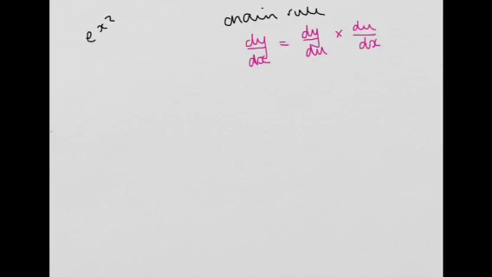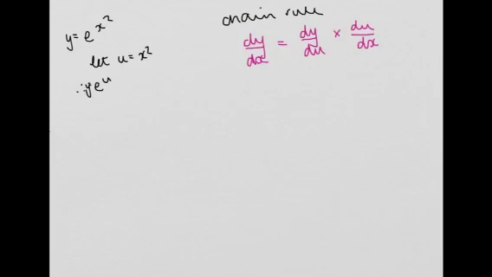So in this case, e to the x squared, I'm going to let u equal x squared, and therefore we have e to the u. So if we start off with y equal to e to the x squared, now y is equal to e to the u. And so dy by du, what I get when I differentiate this, is equal to e to the u, same as we had before. But now I also need du by dx. Here u is equal to x squared, so I differentiate this and I get 2x.